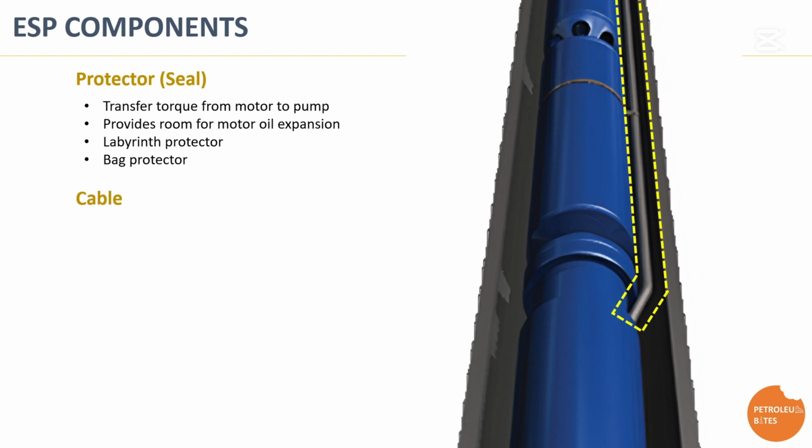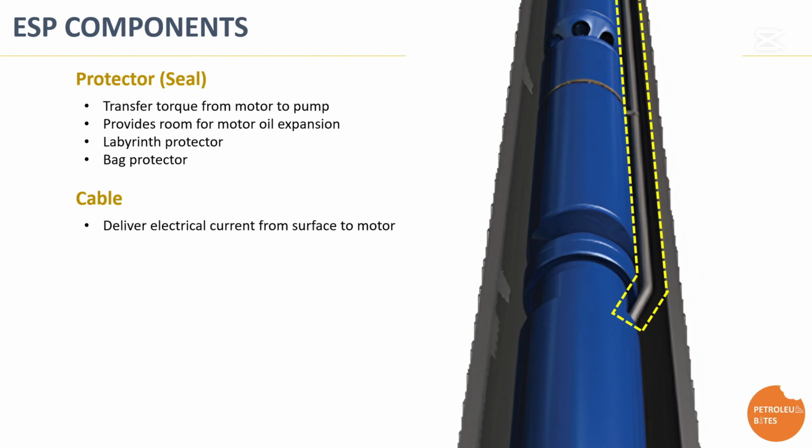The ESP cable is a specialized three-phase power cable that supplies the electricity from the surface to the ESP motor. This cable is engineered to withstand extreme downhole conditions, including high temperature, elevated pressure, corrosive fluid, and mechanical stresses.